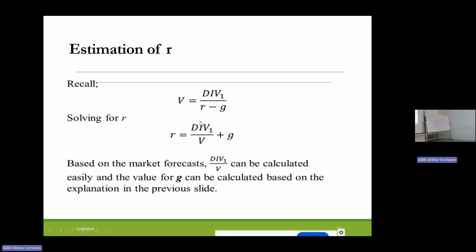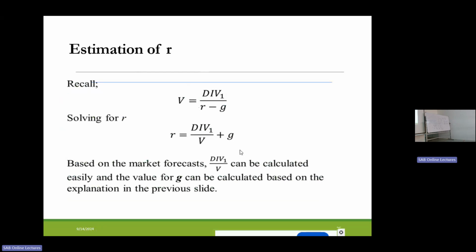So this part, D1 divided by value, you can calculate easily by looking at the market forecast D1 as well as the price or value. Then the growth rate you can calculate based on this formula. If growth rate is not given, you can use this model. Growth rate is equal to retention ratio times return on equity, or return on retained earnings.